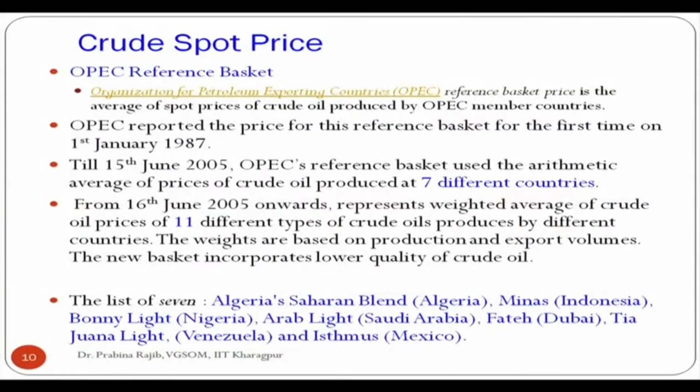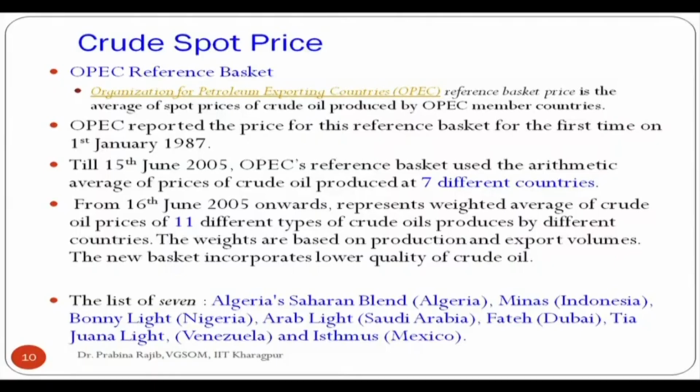However, with other members joining OPEC, from 16 June 2005 onwards this list was expanded to 11 different types of crude oil. And from a simple arithmetic average, OPEC started using the weighted average crude oil price for these 11 different crude varieties to arrive at the spot price. The weights were based on production and export volume. So if a country is producing more and exporting more, then that country will have a higher weightage in the calculation of the OPEC reference basket.